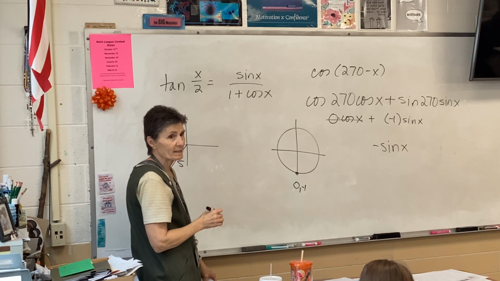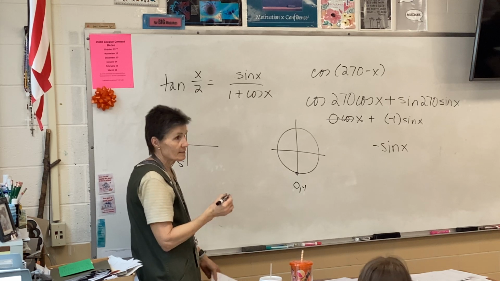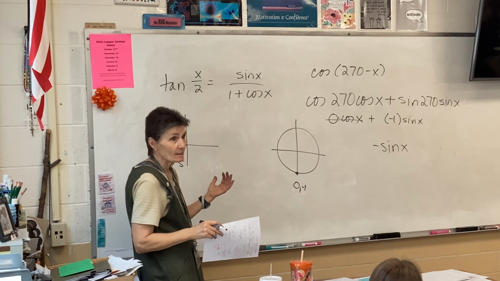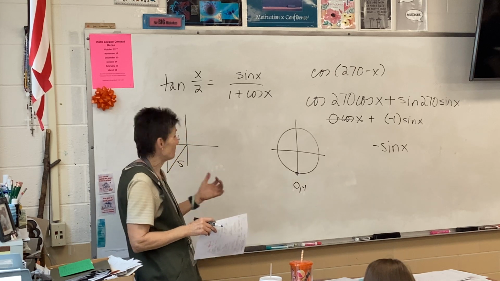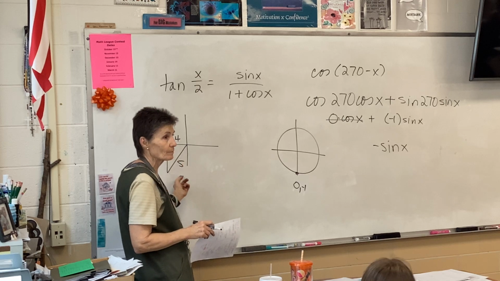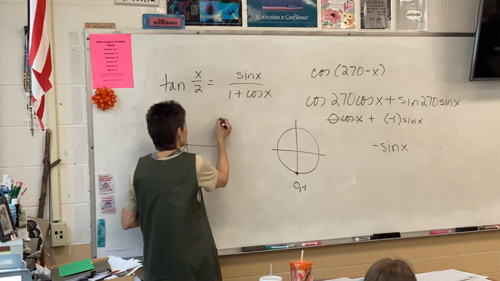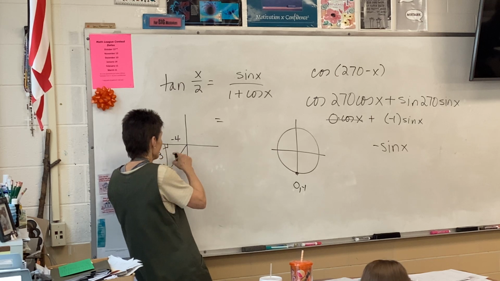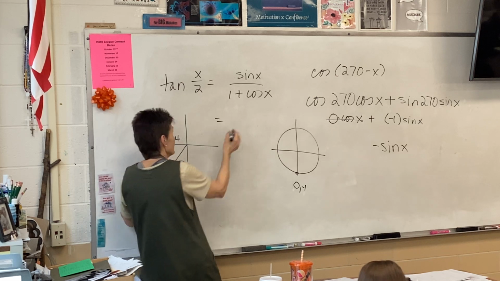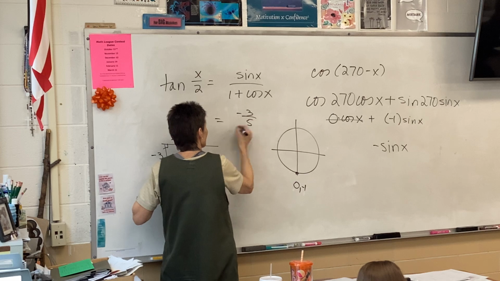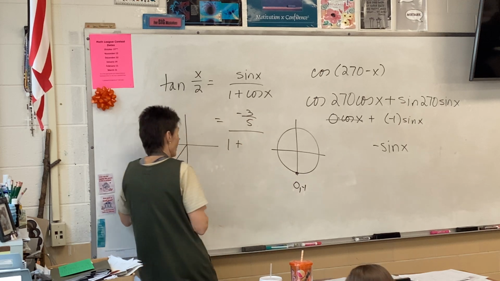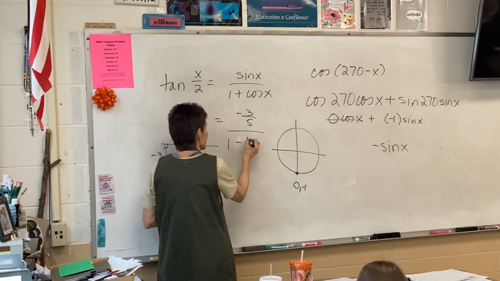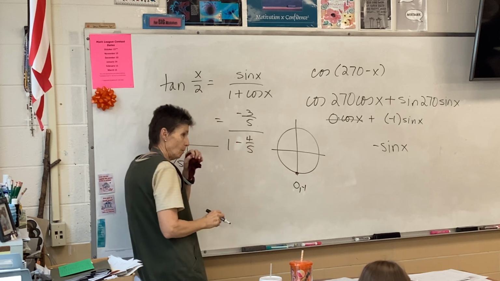But why did I make them negative? It's in quadrant 3. So you have to be on the lookout for that. There's no negative in the problem, but they're both negative. All right, so now my formula says take the sine, which is negative 3 fifths, over 1 plus the cosine, negative 4 fifths.